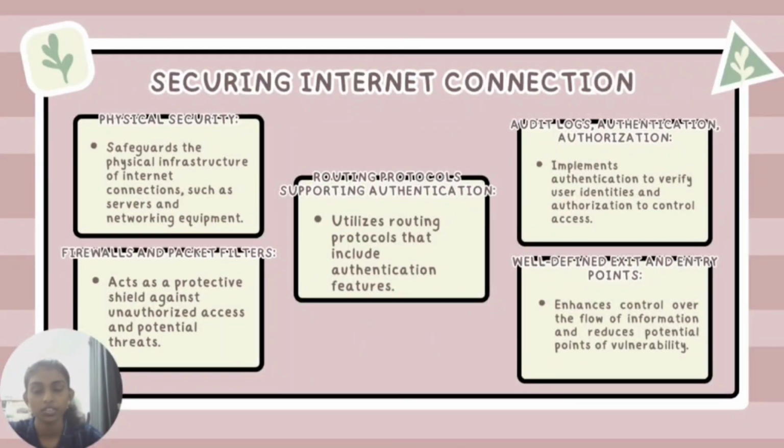The next part is securing internet connections. So, firstly, the physical security. It safeguards the physical infrastructure of internet connections, such as servers and other networking equipment. The next one is firewalls and packet filters, which act as a protective shield against unauthorized access and potential threats. The next one is routing protocols supporting authentication, which utilizes routing protocols that include authentication features. Moreover, audit logs, authentication and authorization, which implements authentication to verify user identities and authorization to control access.